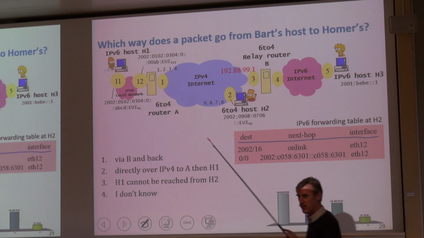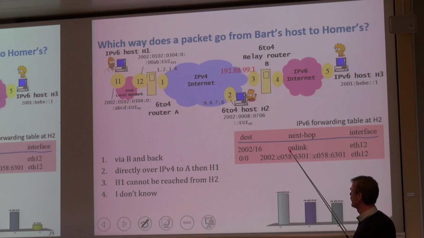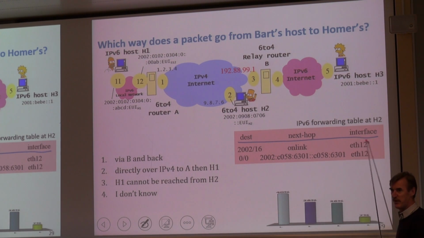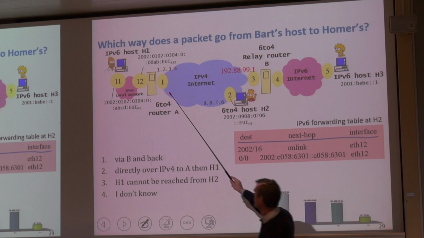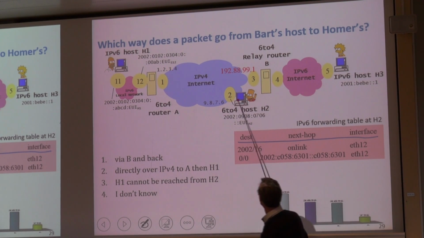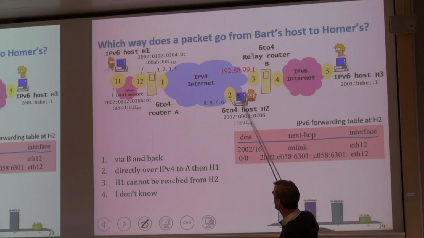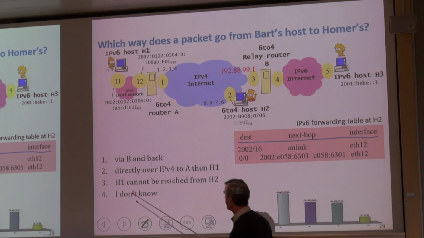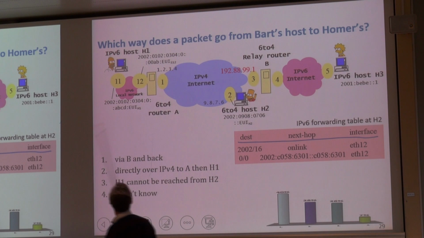So I simply extract bits 17 to 48 of the destination address, and then I send it over this logical, this tunneled interface with IPv4 destination address equal to this. So the packet will go directly from here to here without going there. Of course, it would work if you let it go there, but that's a bit stupid to encapsulate twice if we can go only once. So the correct answer will be directly over IPv4 to A, then H1. Which is a bit smarter than you had thought.